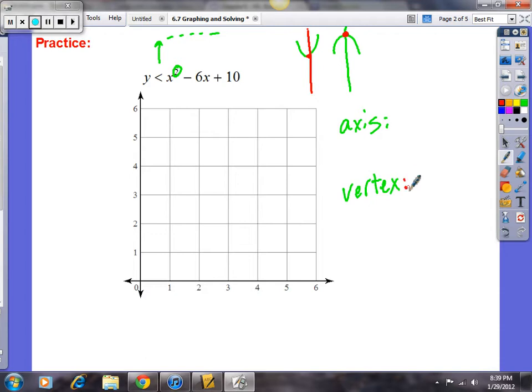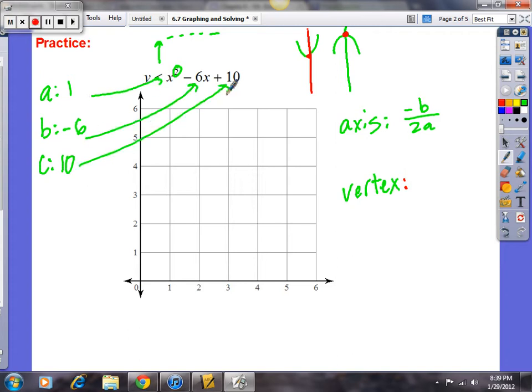Alright, so find the vertex. Axis of symmetry is negative b divided by 2a. So we're going to have to look at our coefficients and determine what is our a, what's b, what's c. In standard form, a is going to be 1, b is a negative 6, and c is 10. So I'm just getting them from what's in front of the x squared, what's in front of the x, what's in the constant, the number all by itself with no variables. So that's where a, b, and c come from.